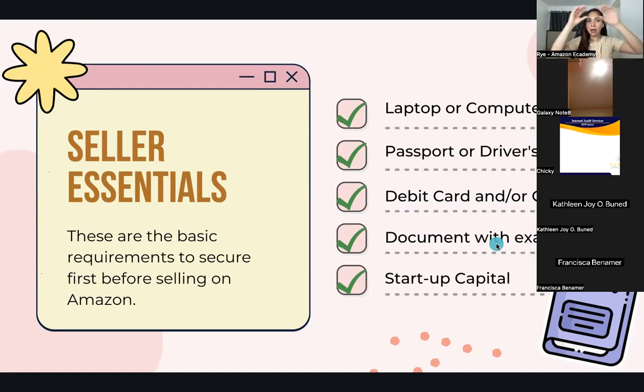Next, document with exact address. For example, yung document na may name mo, whole name, tapos yung address mo. Okay? For example, like utility bill, PLDT, electricity, statement of account, credit card statement, or yung bank statement nyo, basta as long as may name, tapos may address. Kasi minsan, hindi nila ina-approve agad yung seller. They have to verify if you're really living there.